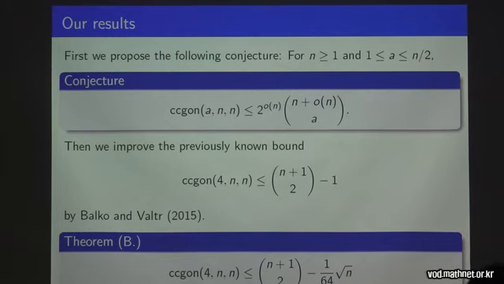From now on, I'm going to first introduce why I posed this conjecture, and why I am interested in this CCgon of 4 and n value. To introduce this, I first have to introduce the argument of Erdős, Tuzel, and Waltra.